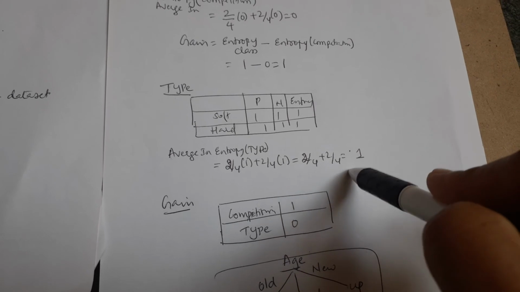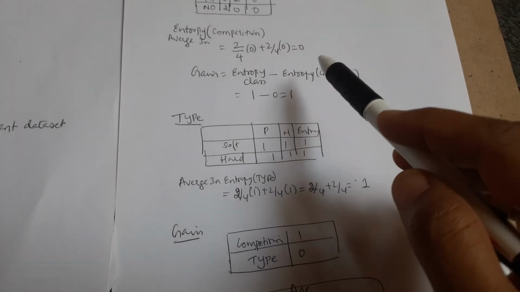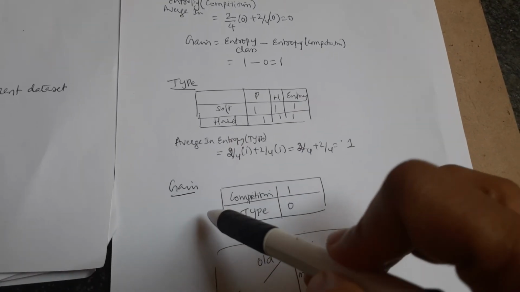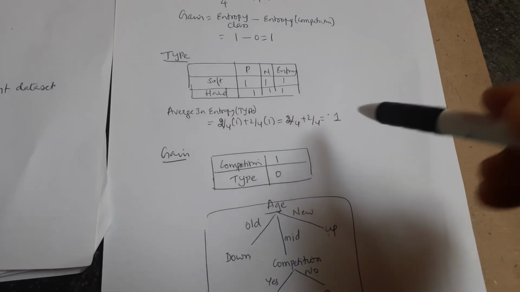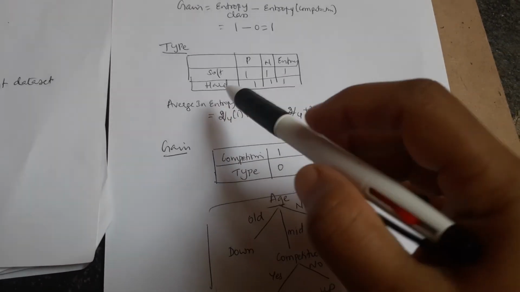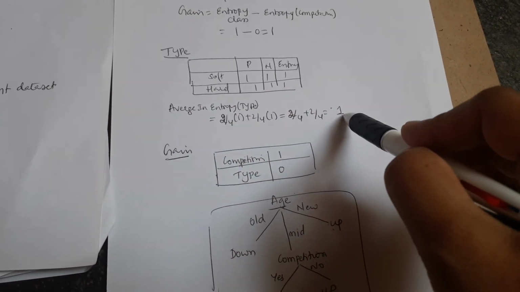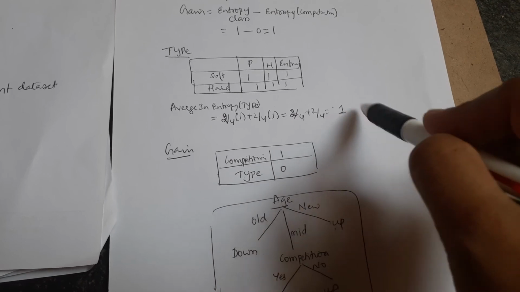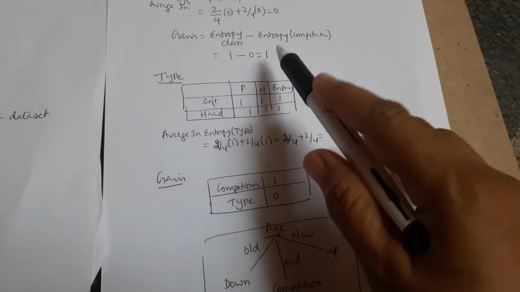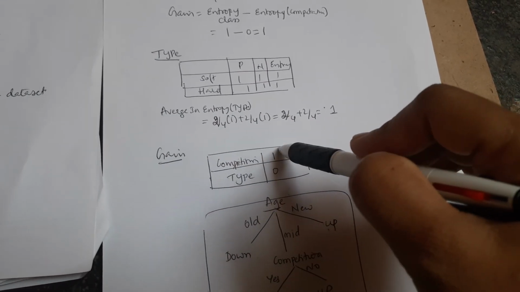So once you calculate the gain, the gain for computation is what? 1. The gain for type is actually what? 0. For type it is 1 in the average, and the whole class entropy is 1. 1 minus 1 is 0. So type gain is 0. Computation gain is 1. Which is the highest? Computation.